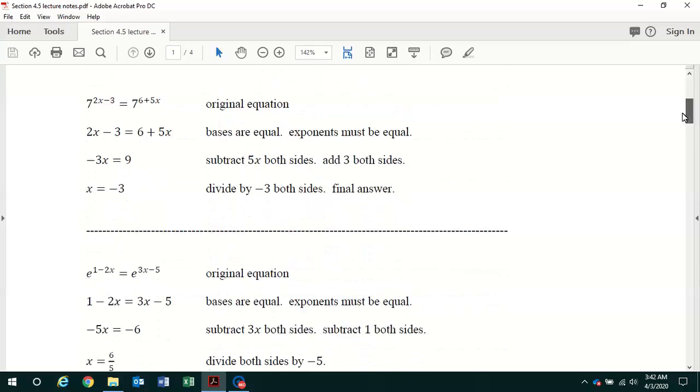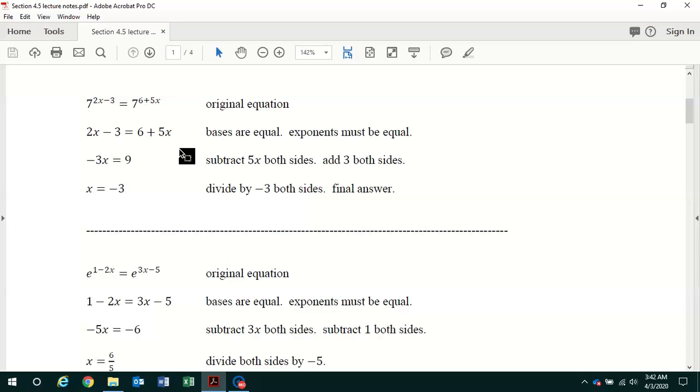In the next example, we have the exponential equation 7 to the 2x minus 3 power is equal to 7 to the 6 plus 5x power. Again, the exponential on the left and the exponential on the right have the same base, so because the bases are equal, the exponents have to be equal. So the exponent 2x minus 3 has to equal the exponent 6 plus 5x. And so when you set them equal to each other, that's just a linear equation in the variable x.